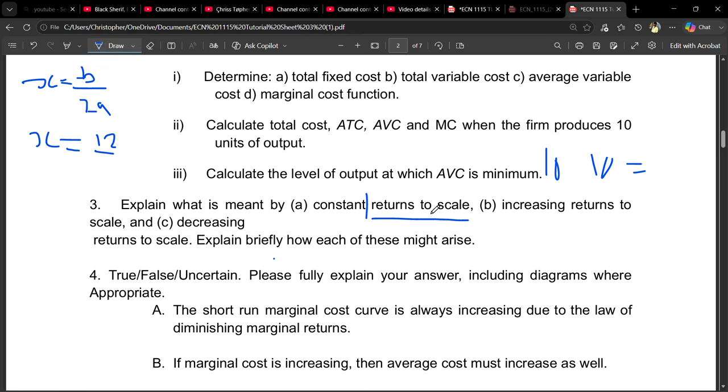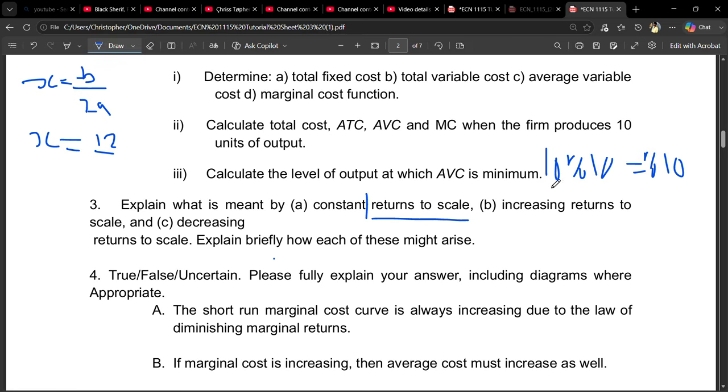So now, constant returns to scale. This is when they double these two inputs, and what comes out is the same proportion. If they increase these inputs by 10% and what comes out is also 10%, it means that this is constant returns to scale.